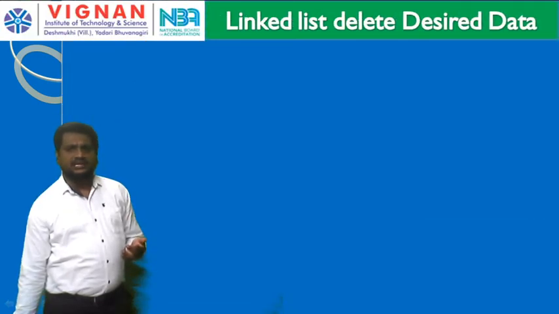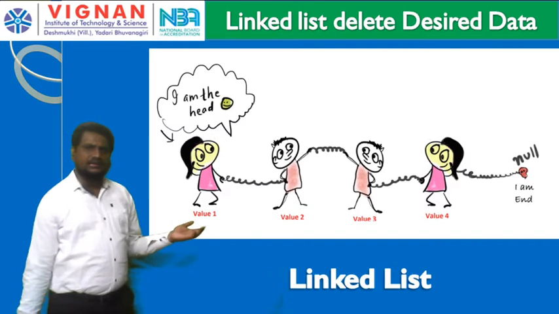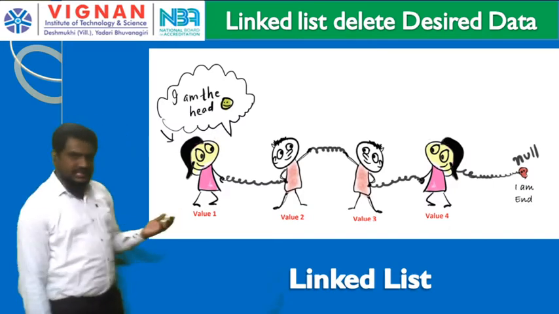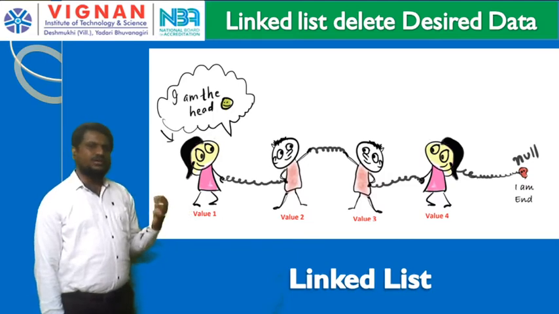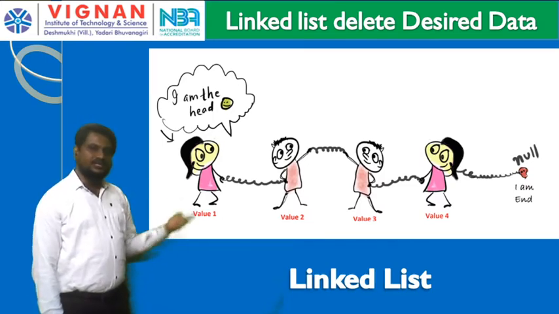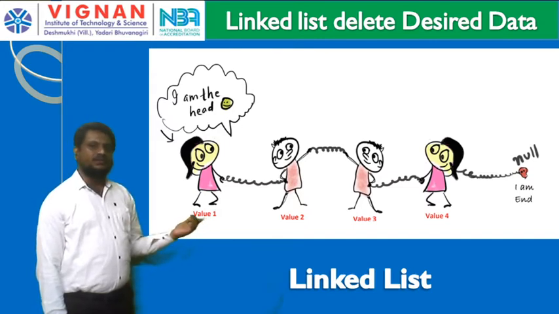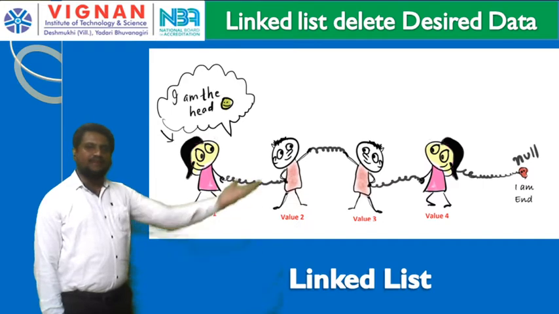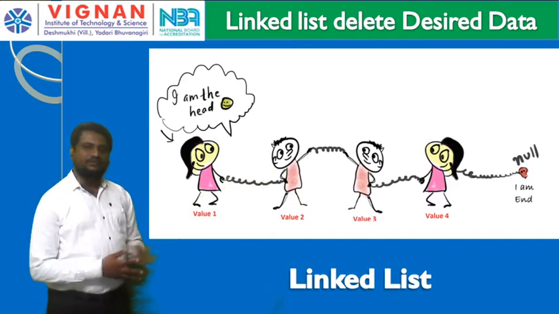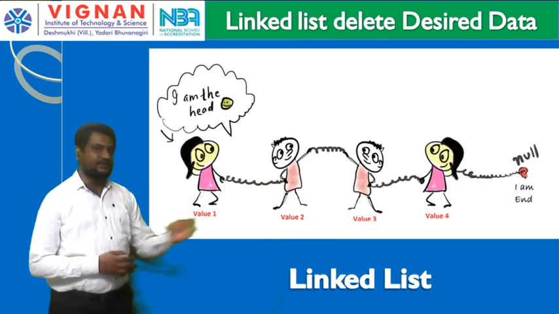Now let's see if I have the linked list like this. In this linked list I have four values or four nodes. For each and every node I gave a name. For the first node I give value 1, for the second node value 2, the third node value 3 and the fourth node value 4. I gave the values like this.